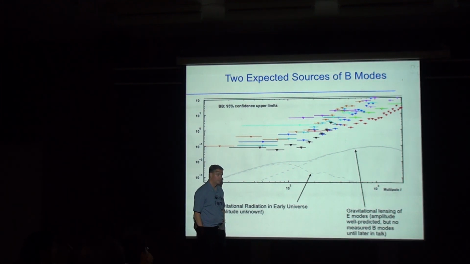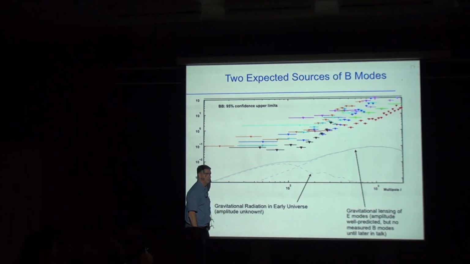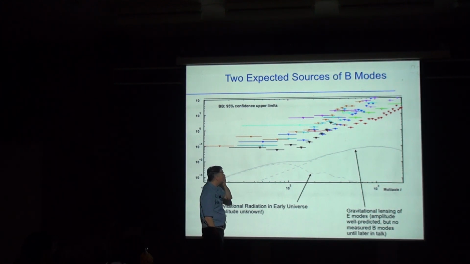This graph seems to show that if one is interested in the gravitational radiation in the early universe, then one needs to measure at low L. So what is the challenge of obtaining those observation data?